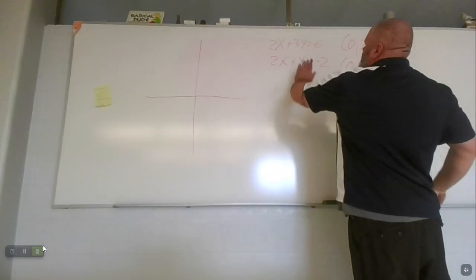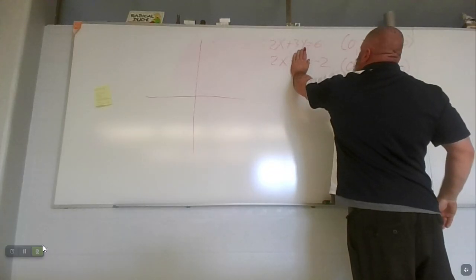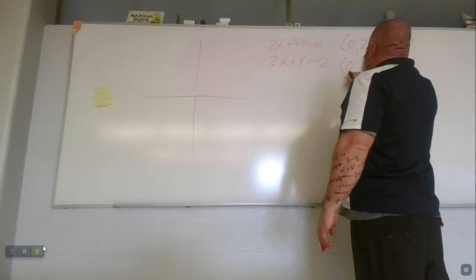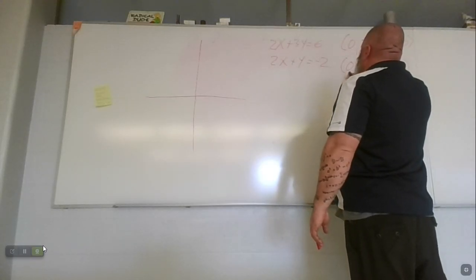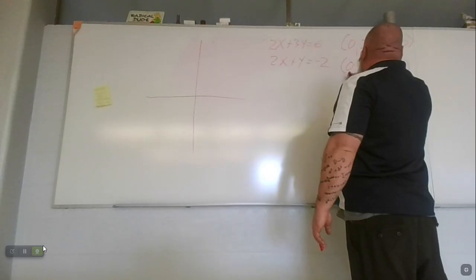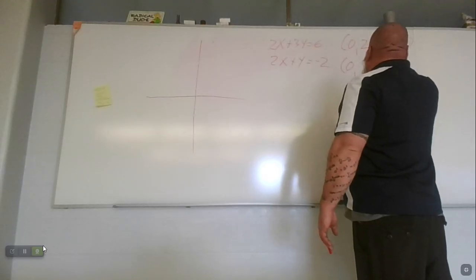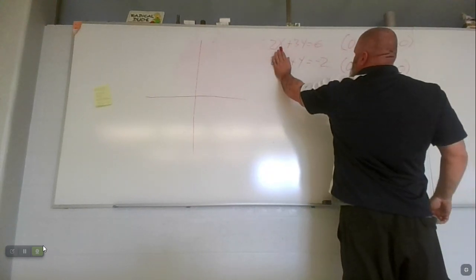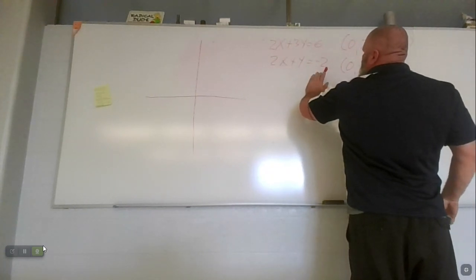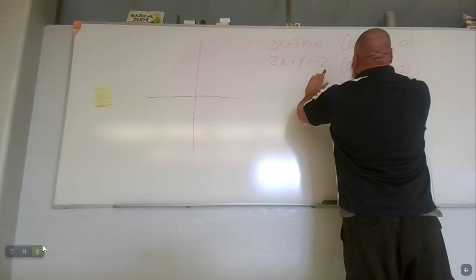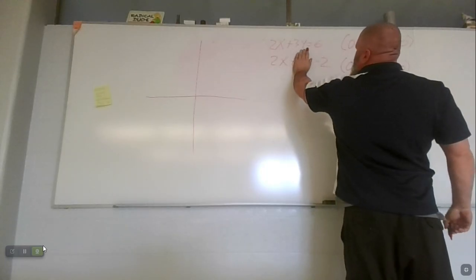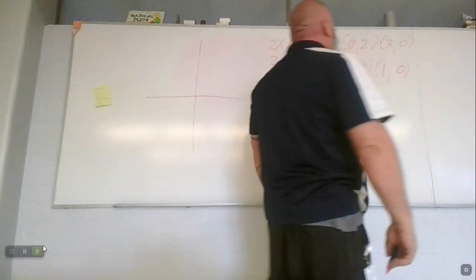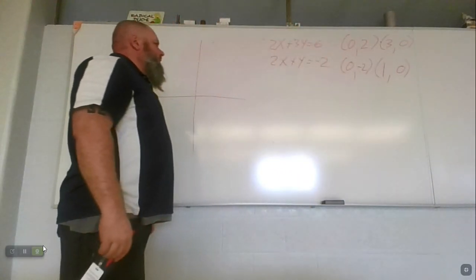So, okay, when y is equal to 0, x equals 1. Oh, I did that backwards. Man, now I'm really off. I'm sorry, guys. When x is equal to 0, y is equal to -2. When y is equal to 0, x is 1. Yeah, I did do that right. I'm sorry. I'm just messing up all over the place right now.